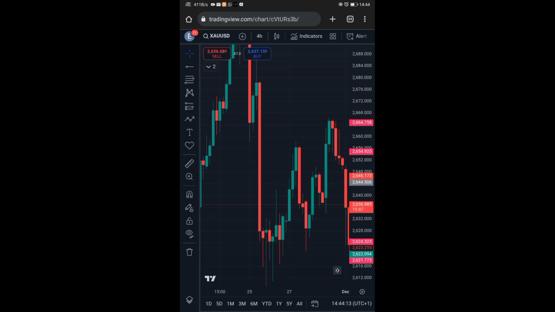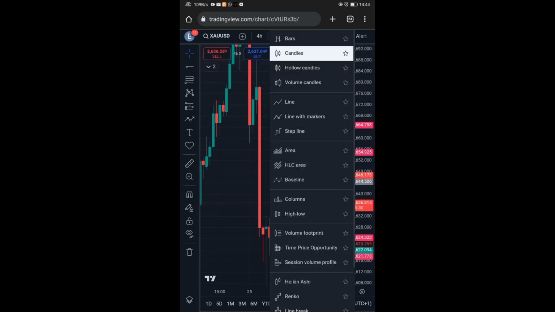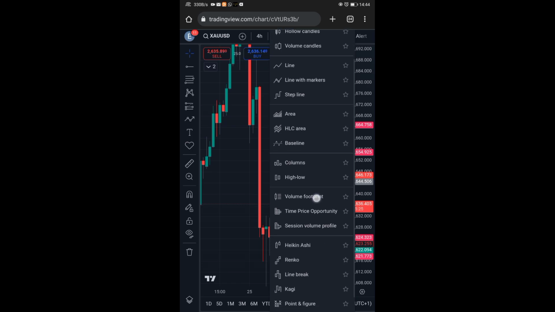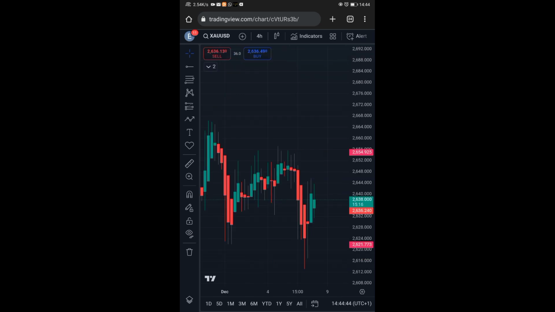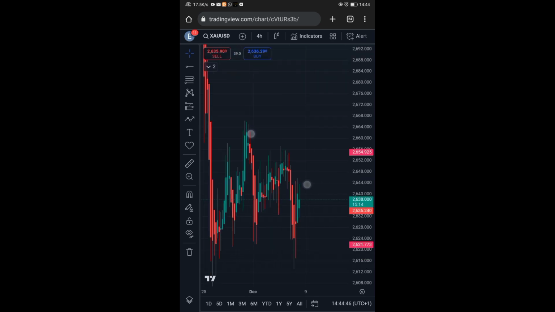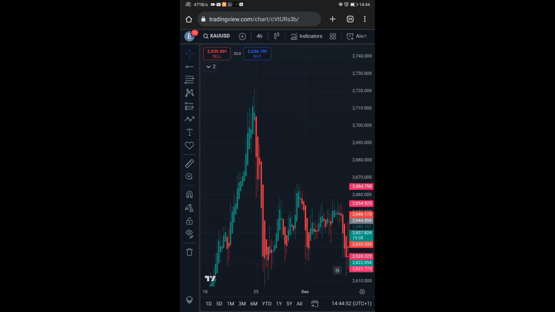You guys know I really like this pair called gold. So right now I'm on my gold chart H4. What I'll do now is turn this chart from the normal candle to my Heikin Ashi candle. I'll click on my Heikin Ashi and the candle will turn from the normal candle to Heikin Ashi candle. This really helps to read the trend of the market.